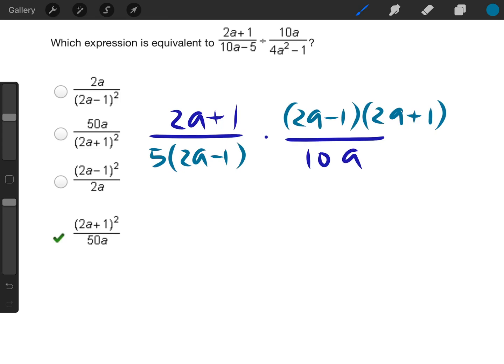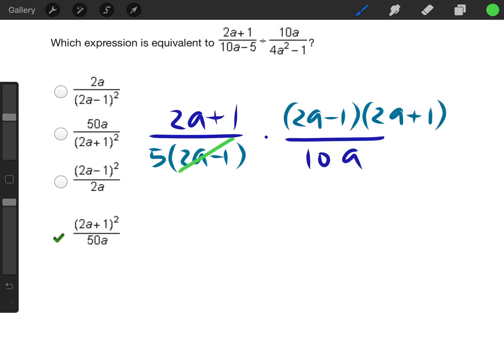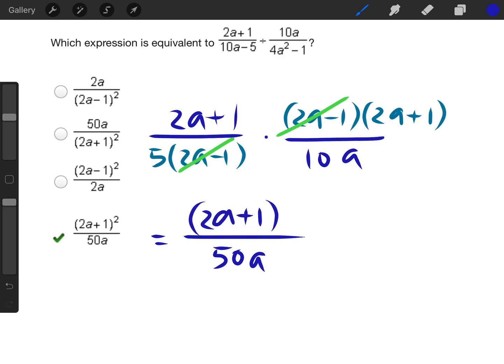Okay, so let's see if that's going to be a little better. So now what I'm going to do is cancel out some stuff. So 2a minus 1, cancel out the 2a minus 1. Now I can just multiply across. So on the bottom is going to be 5 times 10, so that's going to be 50a. On the top is going to be 2a plus 1 times 2a plus 1. So it's going to be the square of 2a plus 1.